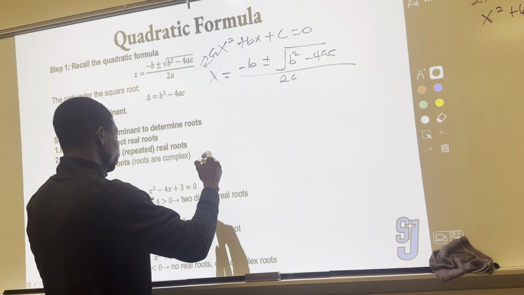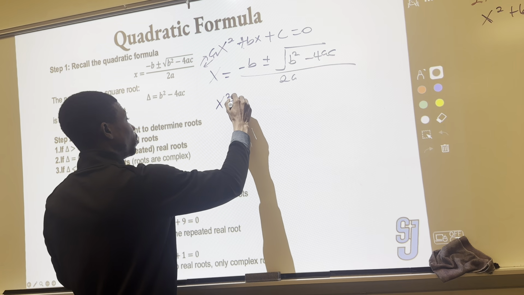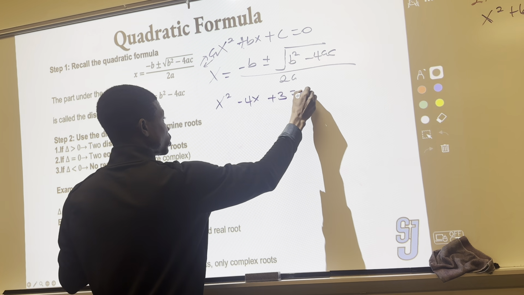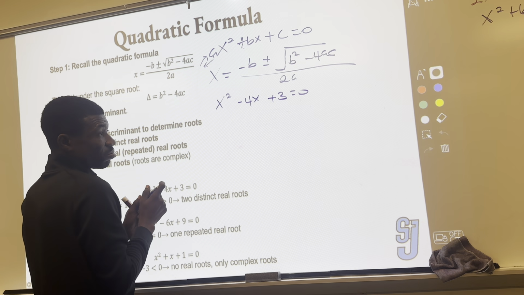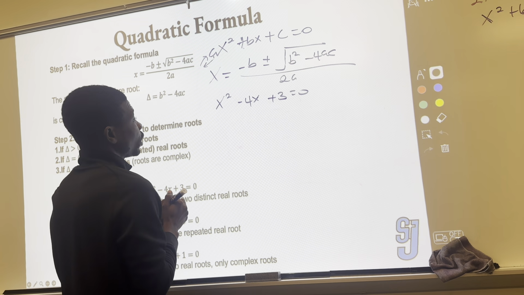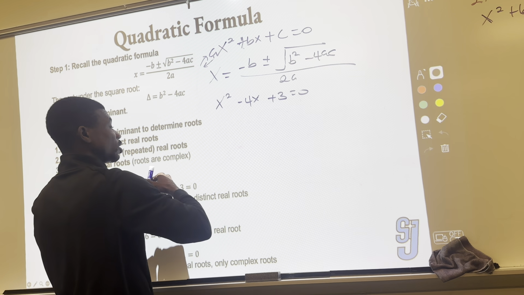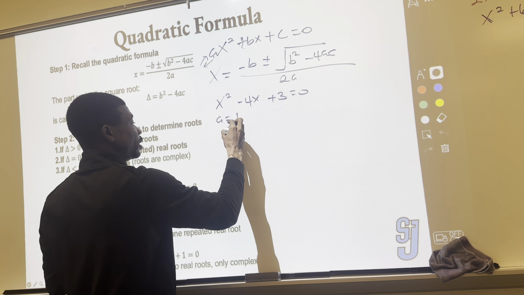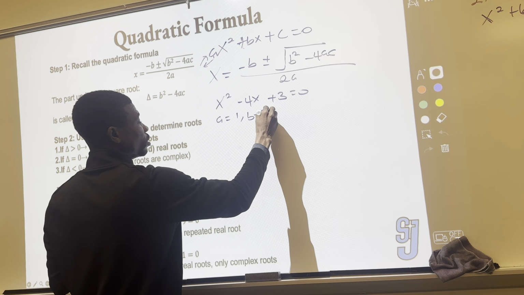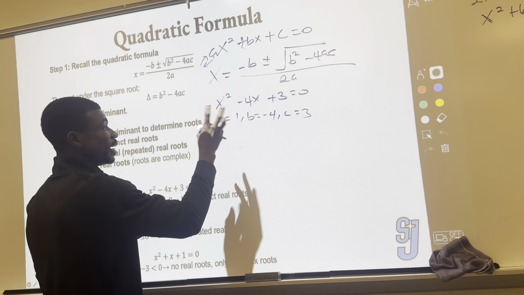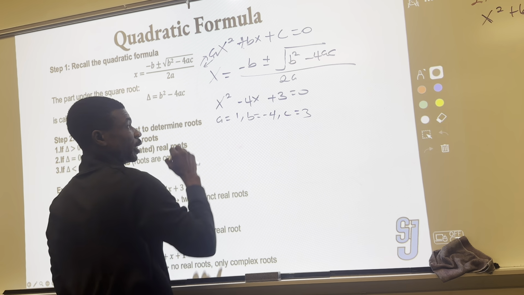And so let's have it. We have x squared minus 4x plus 3 equals 0. If I have this, great, I'm good to go. Now, I'm solving with this, and so my a equals 1, b equals -4, c equals 3. Just plug in these values here.